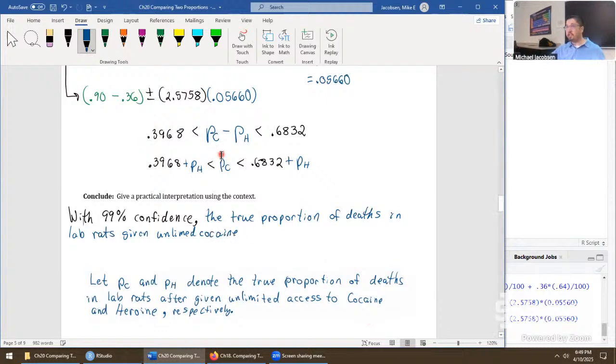So we just mentioned that parameter. And now we can say is from this value to this value. I'll keep it as a proportion since I mentioned proportion once already right here. So I'll say is from 0.3968 to 0.6832 higher than, because the signs are positive.